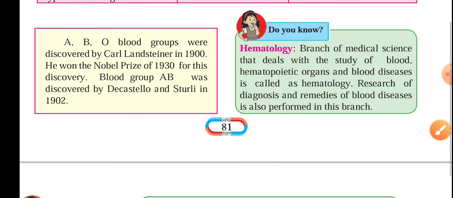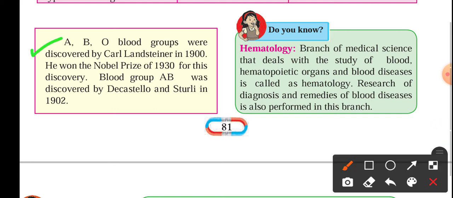Further, the A, B, and O blood groups were discovered by Karl Landsteiner in 1900. You can note this as extra information. He won the Nobel Prize of 1930 for this discovery. Blood group AB was discovered by De Castello and Sturli in 1902. Hematology is the branch of medical science that deals with the study of blood, hematopoietic organs and blood diseases. Research on diagnosis and remedies of blood diseases is also performed in this branch.